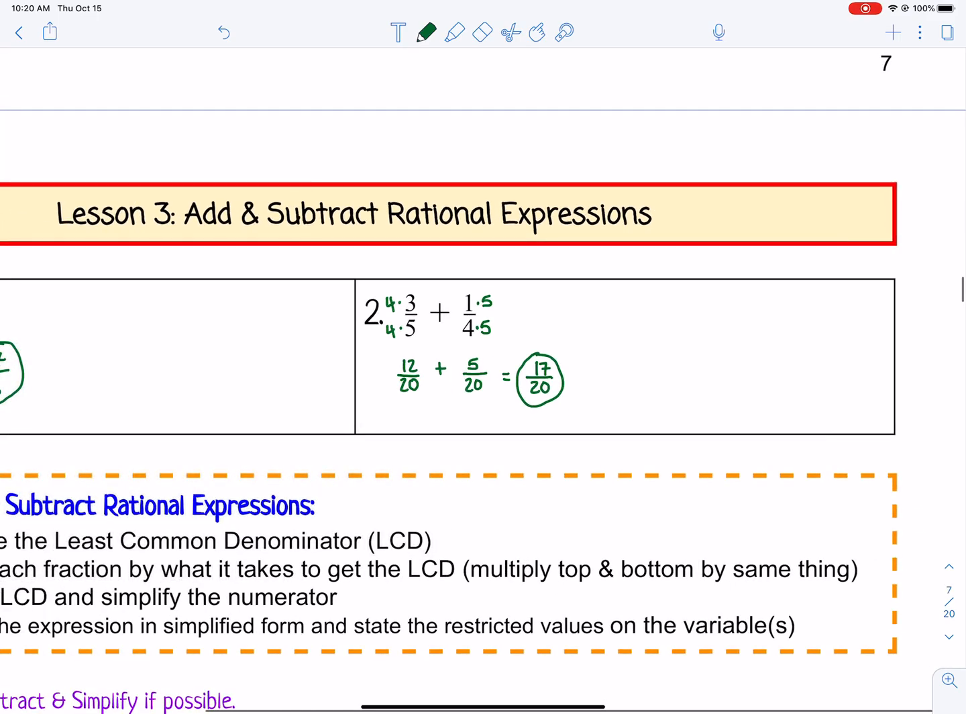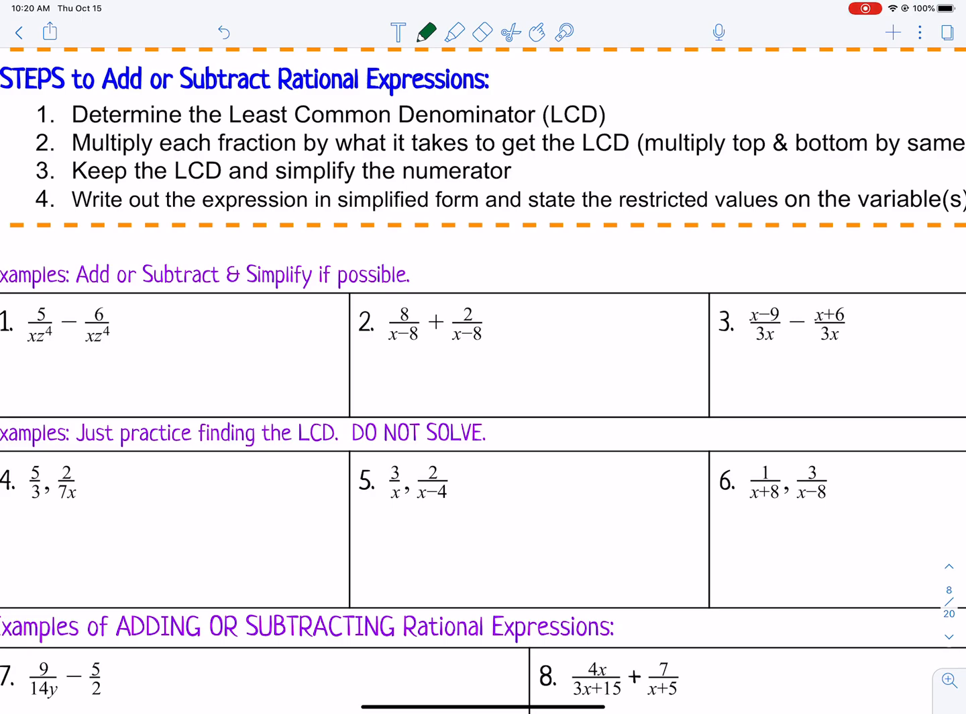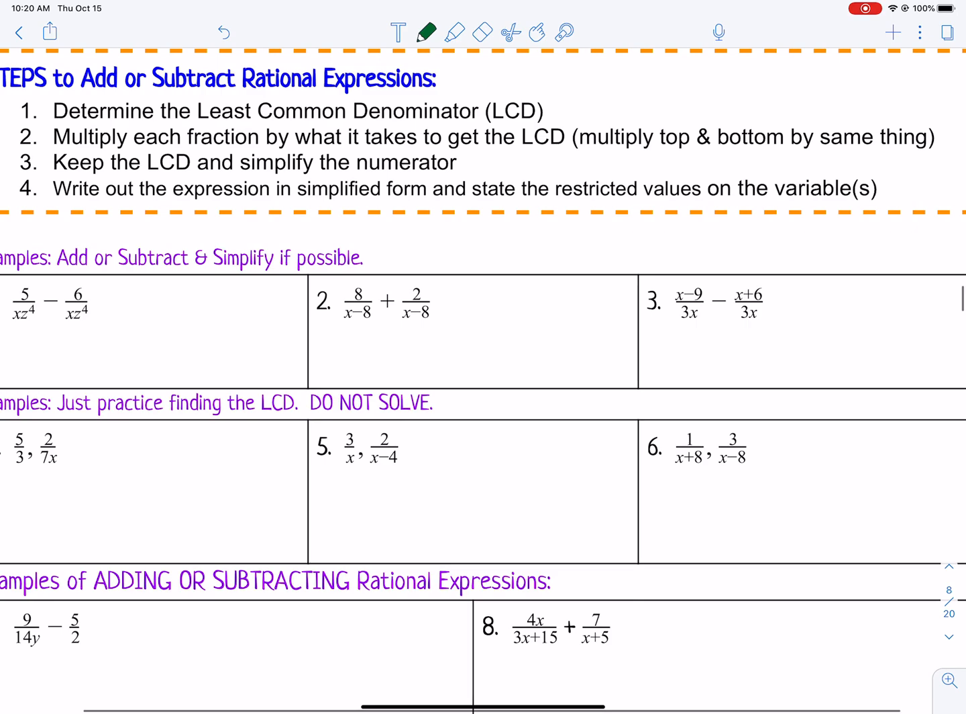All right. So in order to add or subtract rational expressions, we're going to determine the least common denominator, similar to our basic examples we just looked at. We're going to then multiply each fraction by what it takes to get that least common denominator, and we need to multiply the top and the bottom by the same thing. Then we're going to keep the least common denominator and combine the numerators, and then write the expression in the most simplified form and state the restrictions on the variables.